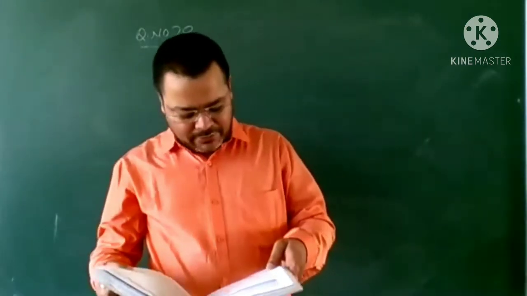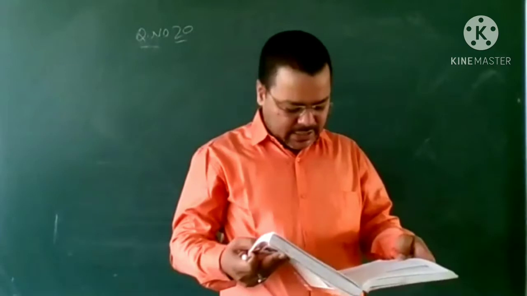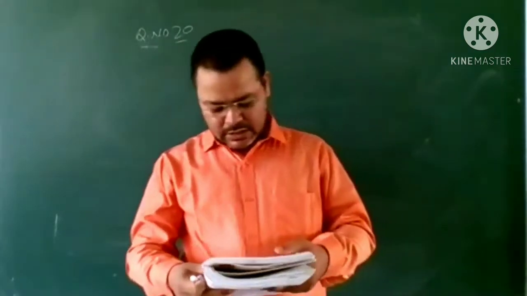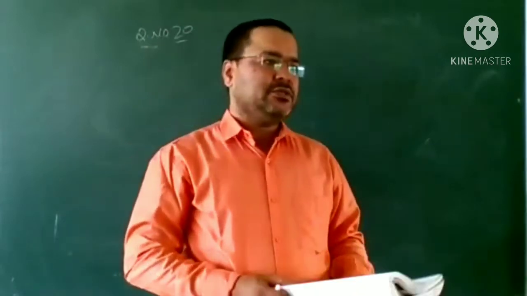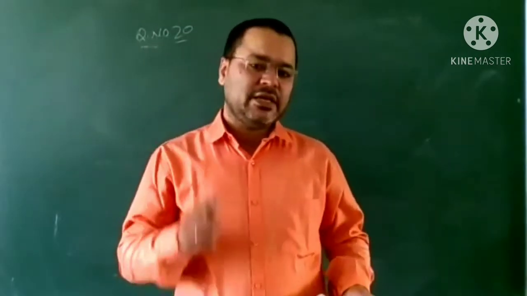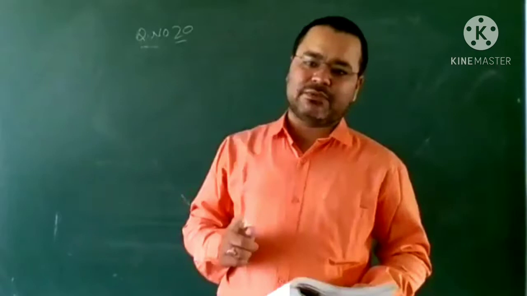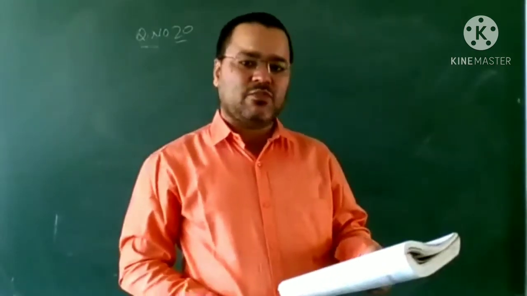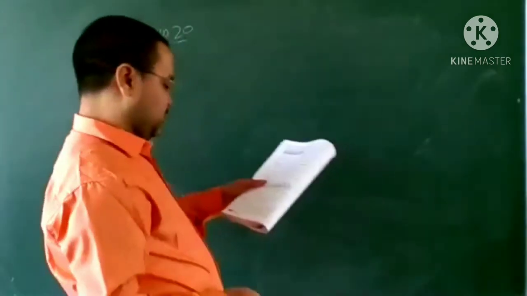Question 20. Find the value of a for which the following points are collinear. Look here. Collinear means... here we should take help of the section formula also in this question. Section formula.